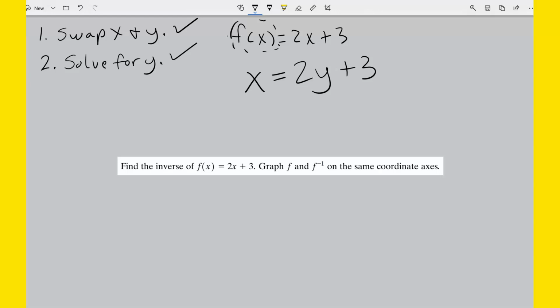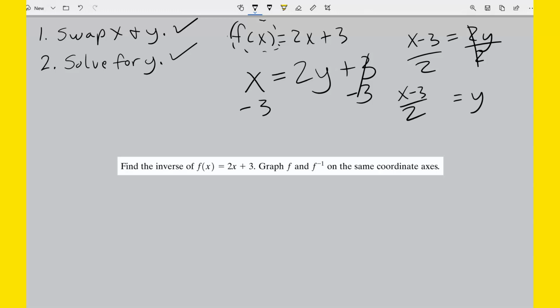So I've done step 1. This is already an inverse, but I want it to be explicitly defined instead of just implicitly defined. So to do that, I need to solve for y. I need to re-solve for y, get y by itself again. And how do I do that? Well, I get rid of this plus 3 by subtracting 3 from both sides. And that gives me x minus 3 equals 2y. Then what? Then divide by 2, and that does it. y is equal to x minus 3 over 2.